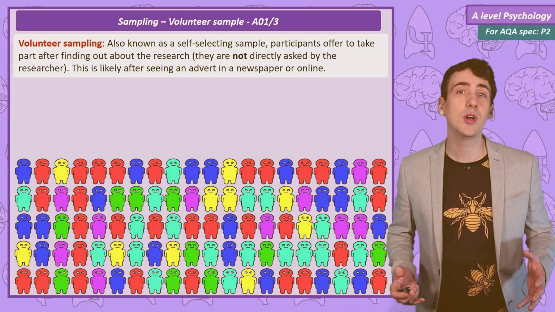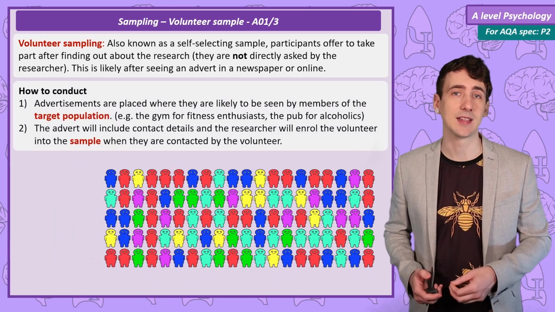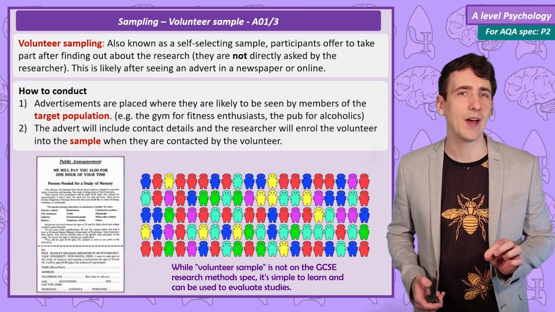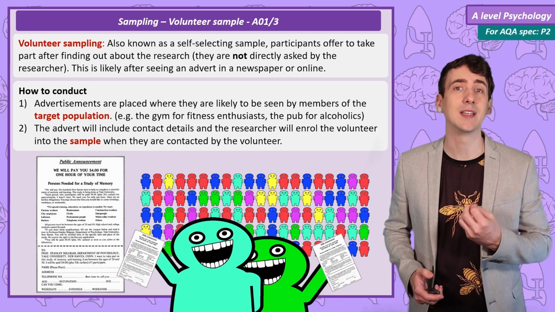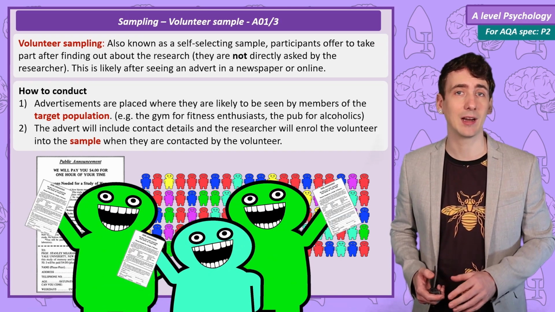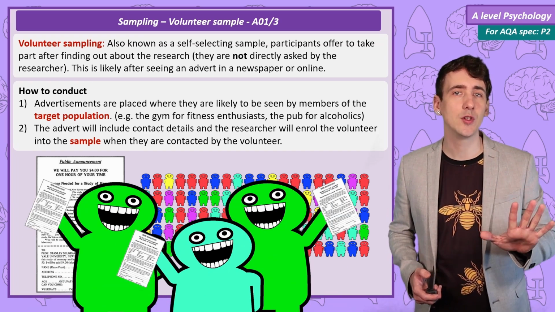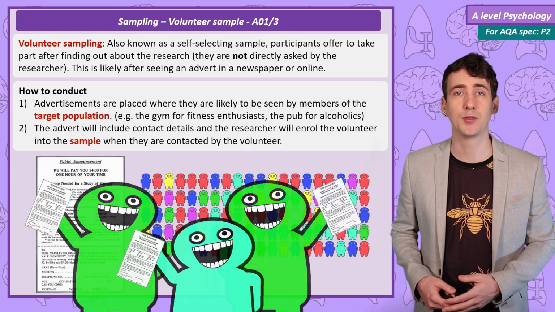Volunteer. Another word for volunteer sample is self-selecting sample. This makes clearer the important factor of this sampling method, that the participants select themselves, they volunteer themselves, they're not directly asked. So they might see an advert in the newspaper or online and put themselves forward.